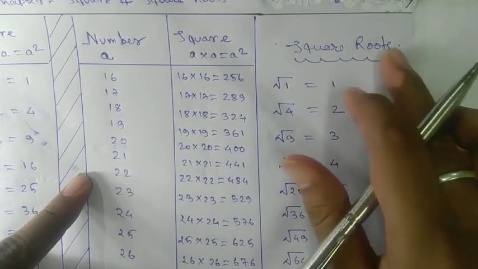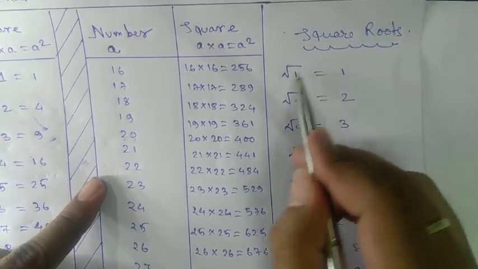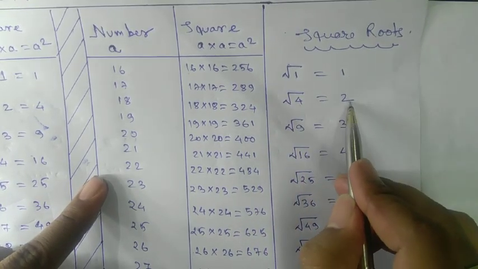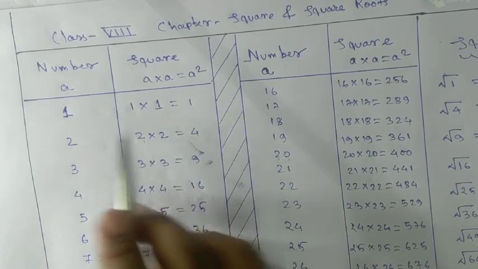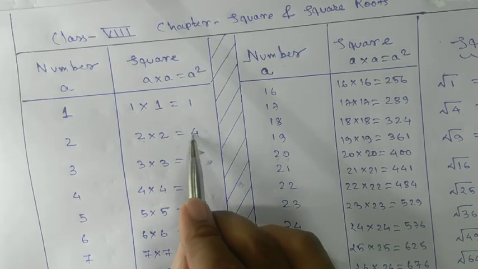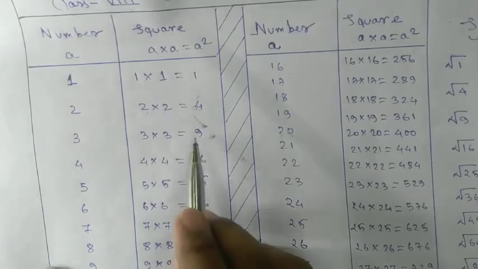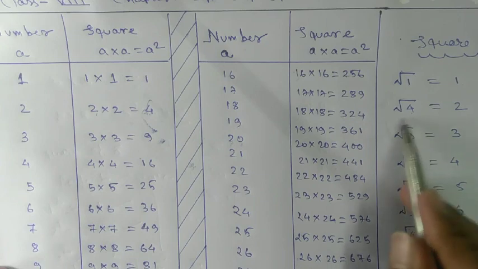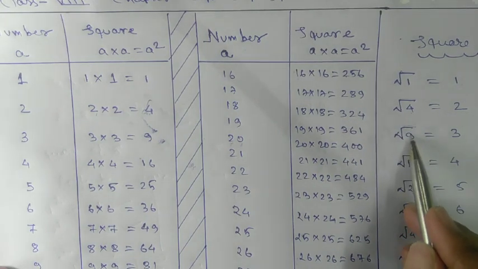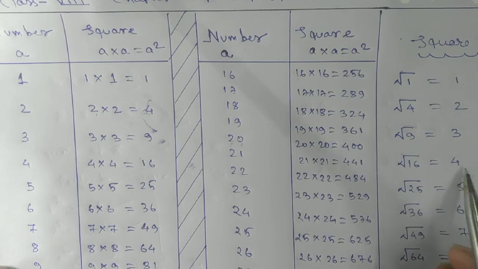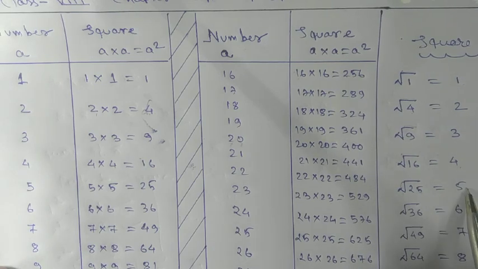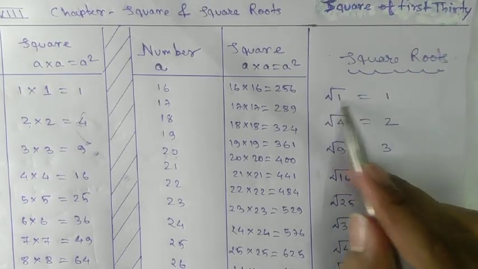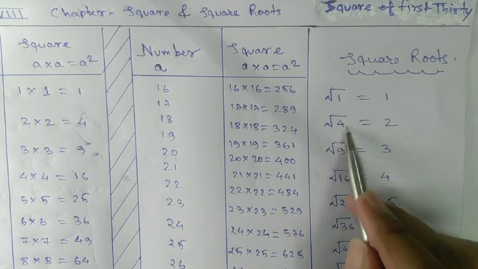And here you can see the square roots. If I take this symbol, that means square root of 1 is 1, square root of 4 is 2. Why, sir? Square of 2 is 4, and square root of 4 is 2. Square root of 9 is 3. Look at the symbol: root over 9 equals 3, root over 16 equals 4, root over 25 equals 5. Now the question will arise, sir, how could you say root of 1 equals 1 and root of 4 equals 2?